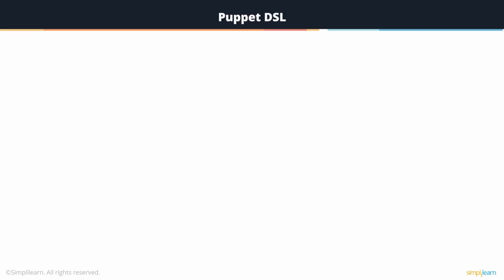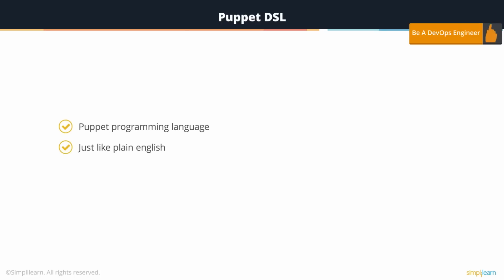The Puppet DSL. Puppet DSL is the Puppet domain-specific language. It's Puppet's primary programming language. It's just like plain English, and you don't really need to be a programmer to write code in it. It's kind of a subchild of Ruby because it uses the equals-and-greater-than arrow marks to define things. So it's very easy to learn.